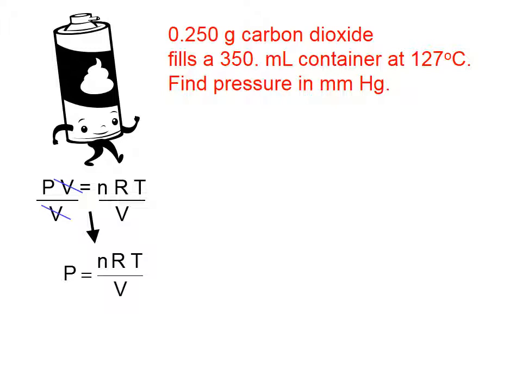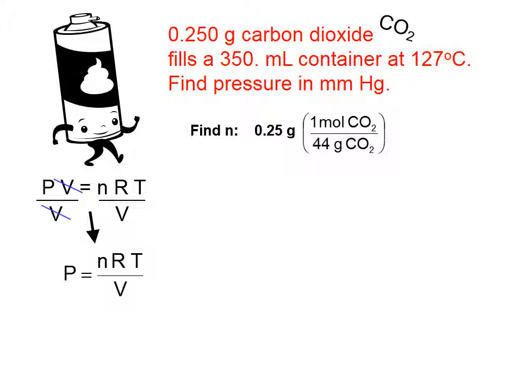So let's find the values of these quantities. What's n? Well, n is the number of moles. We're not given the number of moles, we're given the number of grams of a particular substance, namely carbon dioxide. We can find the molar mass of carbon dioxide from the periodic table. Make sure we cancel our unit of grams. 0.25 divided by 44, there's the value of n. Okay, we've got the value of n. R is just a constant, so we don't need to worry about that. We can just look that number up.